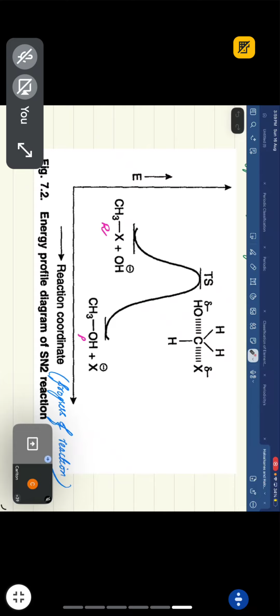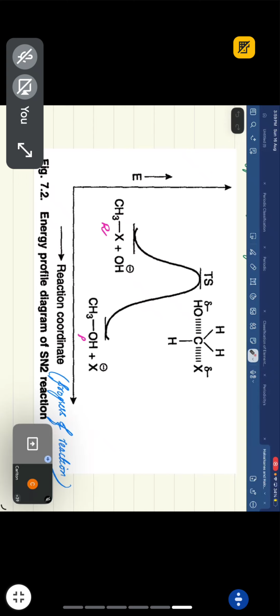Please make it quick. What does E stand for on the y-axis? Energy. What does X stand for? Reaction coordinate. What is the other word apart from reaction coordinate I can use? Progress of the reaction. You have to make it a little faster today. We don't have much time, so please write along with me.